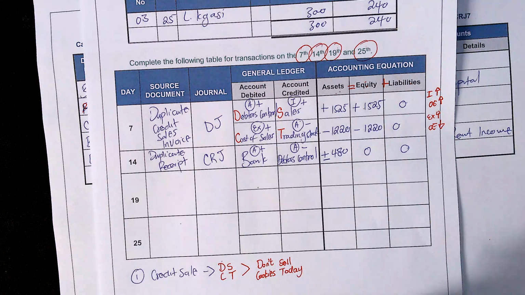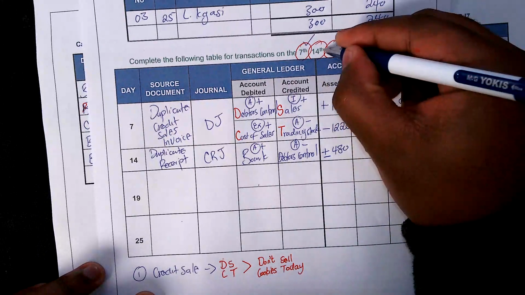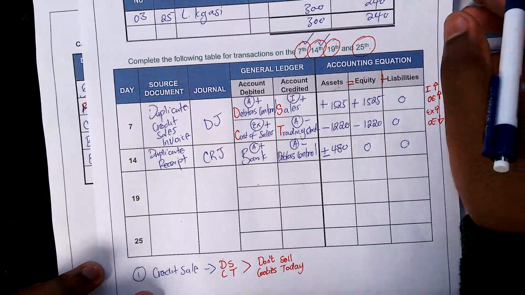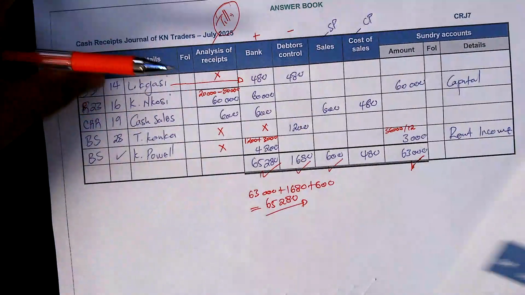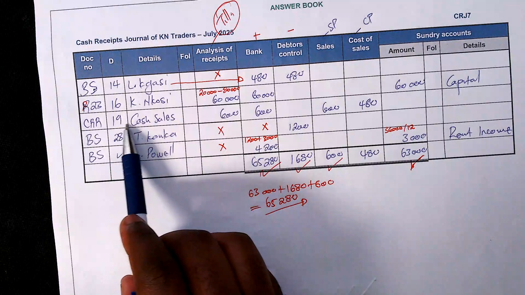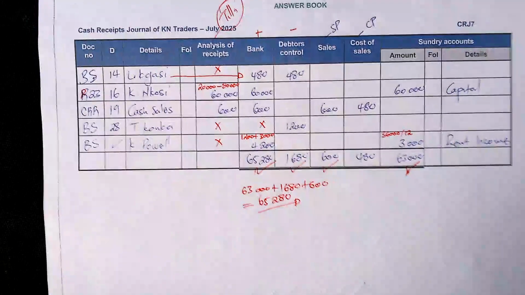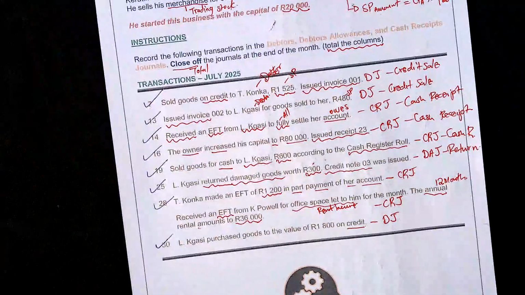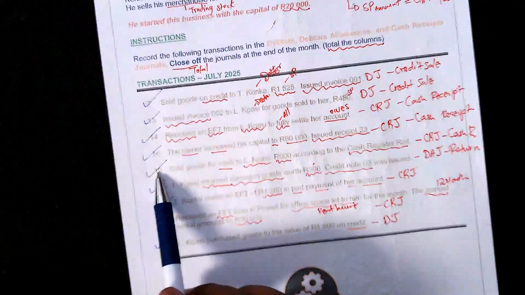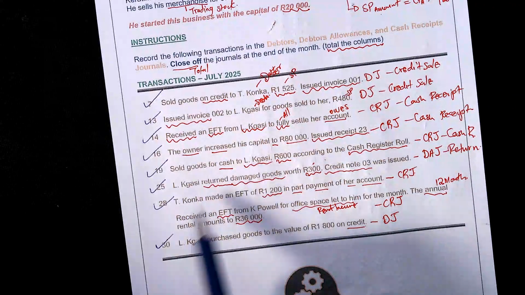Okay. And then moving on, so we are done with day 7 and day 14. Let's go to day 19. So day 19, what happened? Remember, day 19 there was a cash sale. Okay, so we received money for the goods sold cash. Okay, so it's a cash sale.